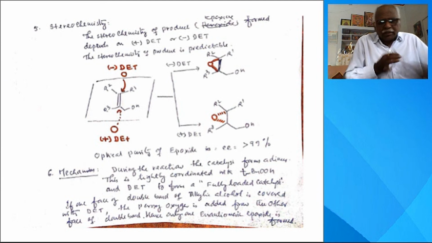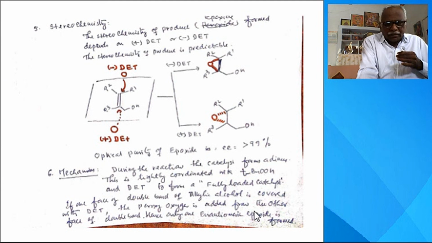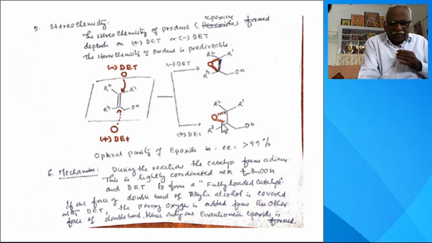If you use plus DET, suppose I am drawing a planar structure having the double bond and the allyl alcohol group here, and we are using plus DET. Plus DET supplies oxygen from above the plane, thereby oxygen will be added from above the plane. If you use minus DET, this peroxy oxygen will be added from below the plane.